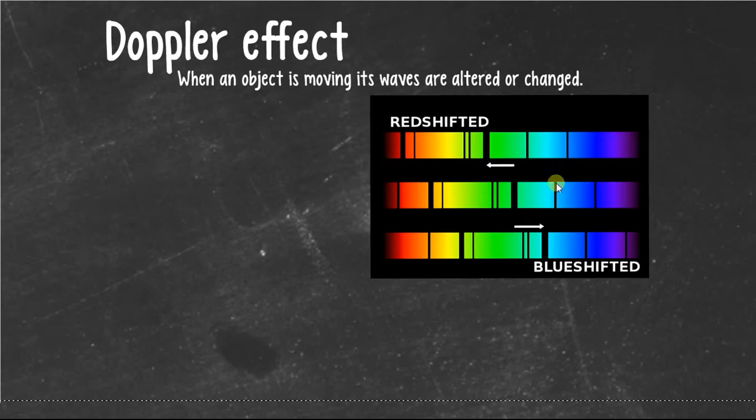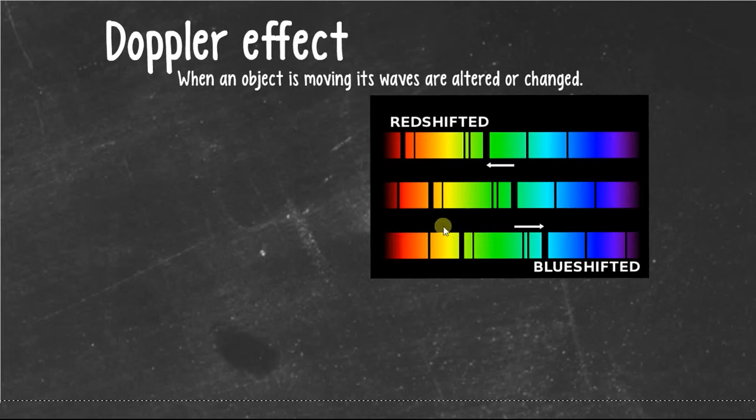Because these lines are all identical and evenly spaced apart from one another, we can tell that this object is actually moving because its color has shifted to the red end of the spectrum. This color has shifted to the blue end of the spectrum. It doesn't mean that it's blue or that it looks blue. It just means that it is moved closer this way.